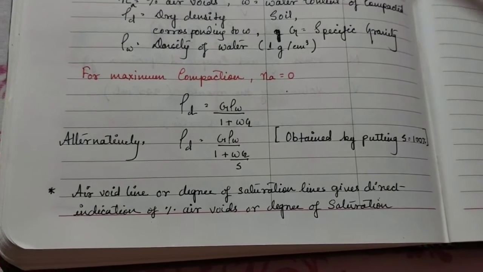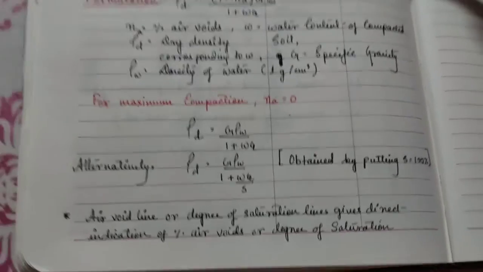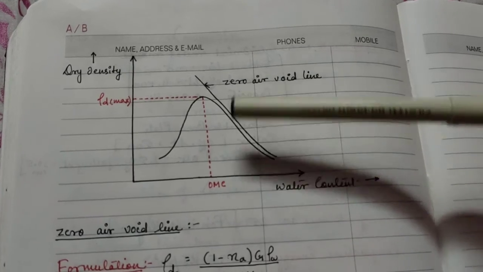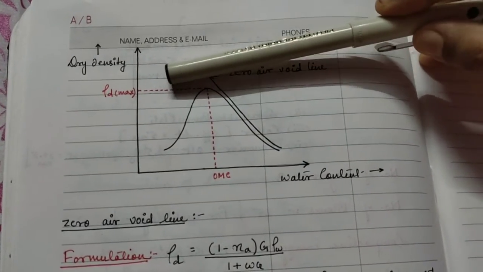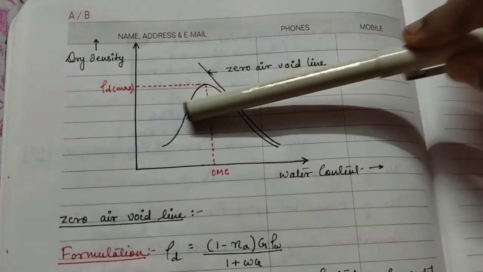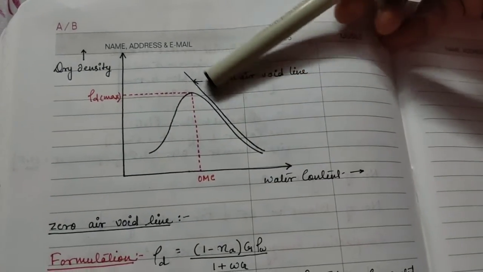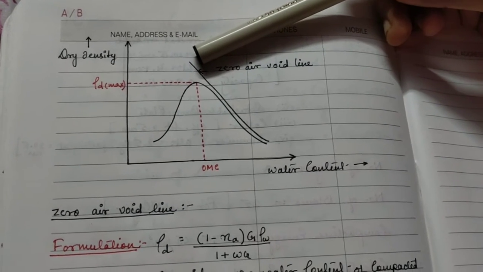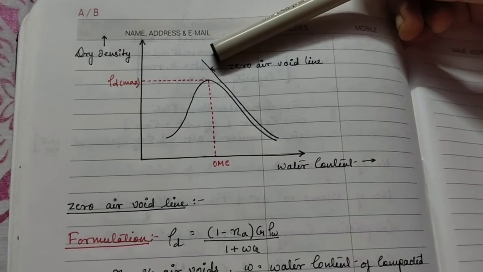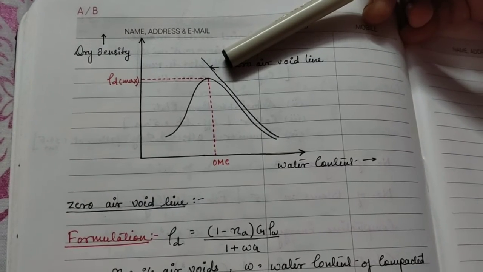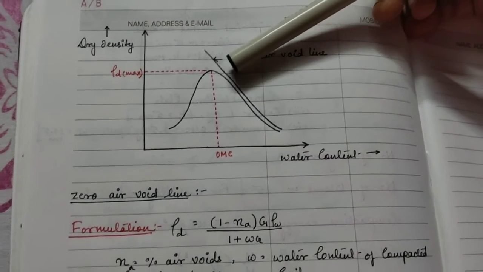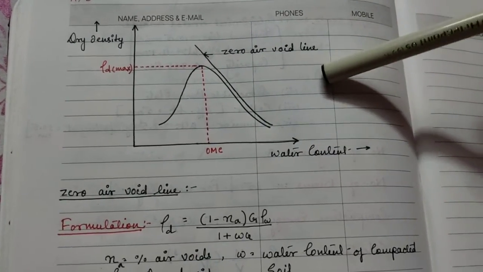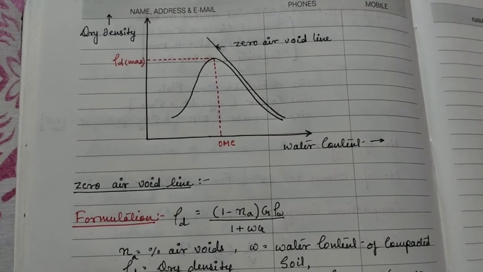So from this curve, what are we getting? We are getting the values of optimum moisture content along with the dry density of the soil, the maximum dry density of the soil, along with the zero air void line. So from the zero air void line, we can get the percentage of air void or the degree of saturation which exists at different points on the curve. So this is about the preliminary phase of compaction.